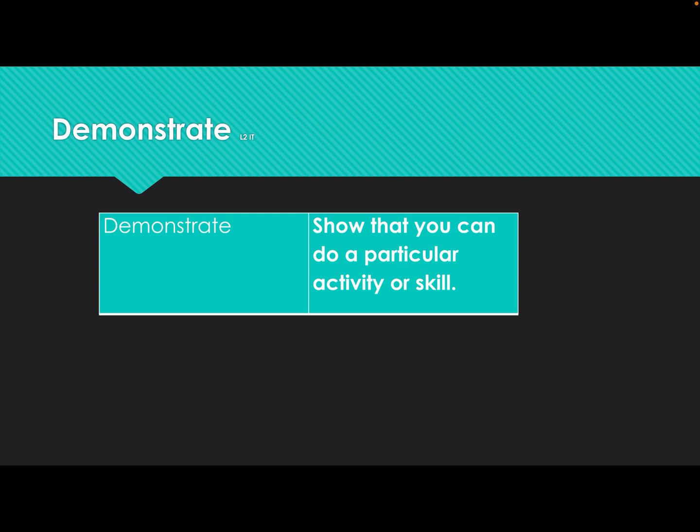Demonstrate. Now this actually appears in Level 2 IT, and if you're using this on any other qualification and it's relevant, then what you could do is get them to demonstrate how to eat a biscuit without getting crumbs on the table. That's a particular skill. Or not getting chocolate around their mouths, things like that. So again, use whichever command words suit you at the point you do the activity.